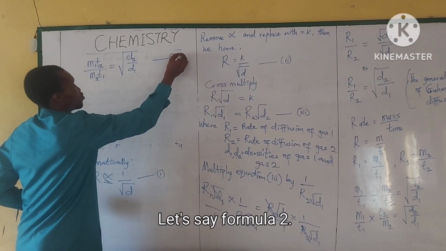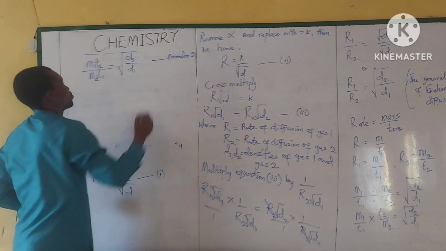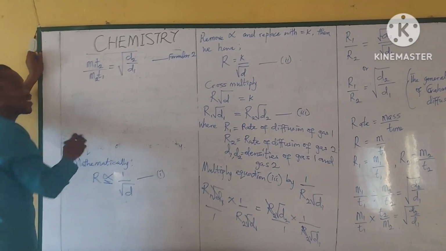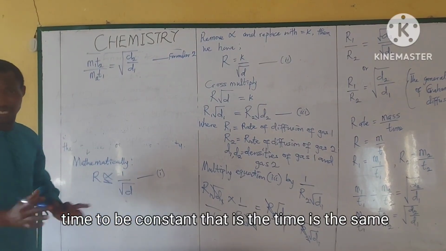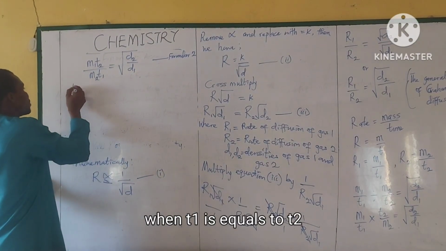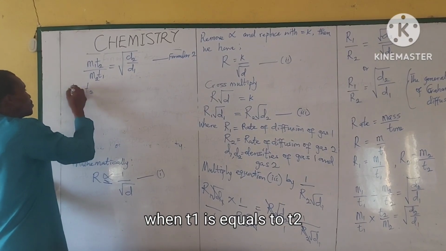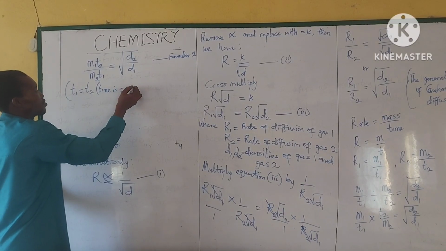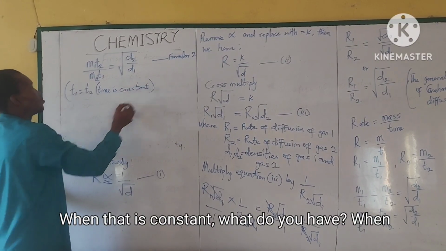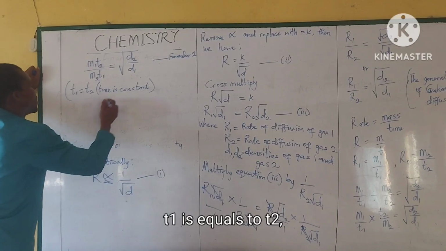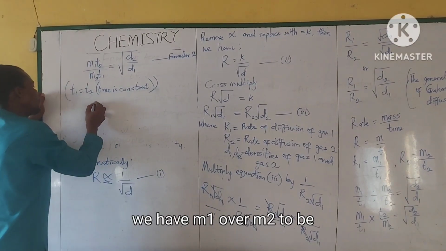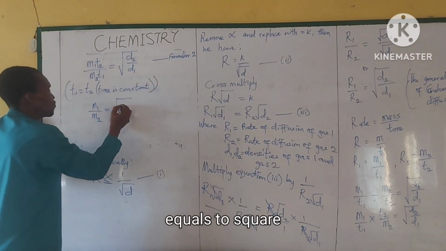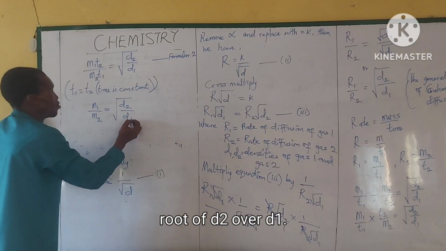Let's say formula 2. With this formula 2, in some cases, we can have time to be constant. That is, the time is the same. When T1 is equal to T2, we say time is constant. When that is constant, what do you have? When T1 is equal to T2, then we have M1 over M2 equals the square root of D2 over D1.